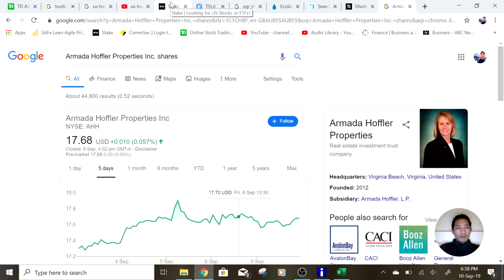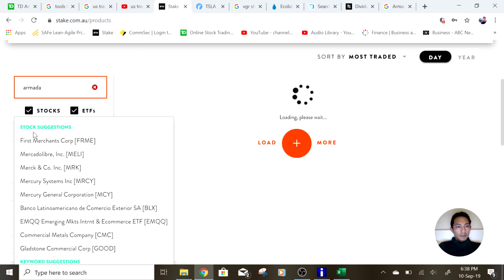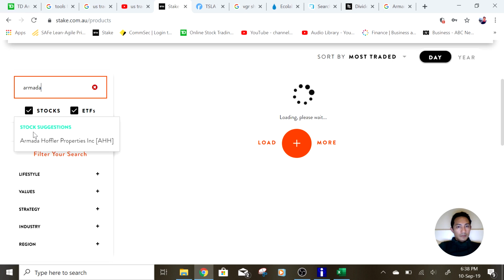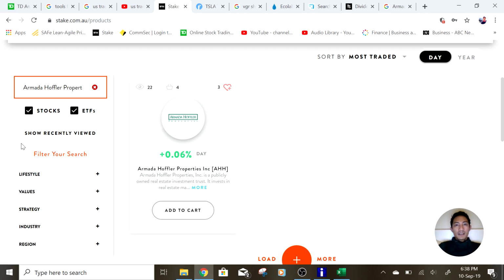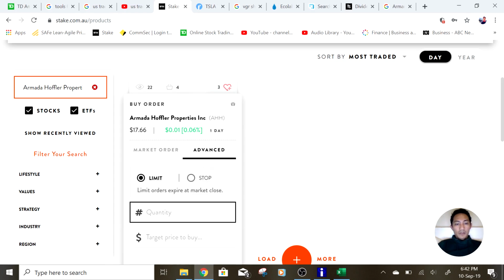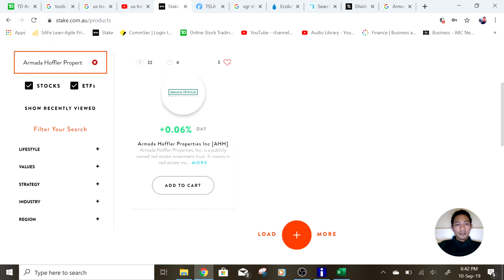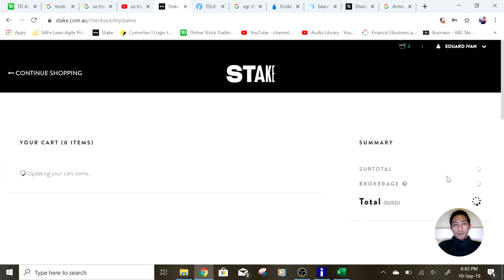Let's have a look at this Armada Hoffler Properties Inc. It's there, woohoo! I've had to change Mercer into Armada Hoffler because Stake doesn't have Mercer International. Armada Hoffler Properties, however, is in Stake at $17.60. We're looking at 30 shares. Under advance, number of shares is 30 and targeting at $17.60, estimated $5.28. Add to cart. View cart.